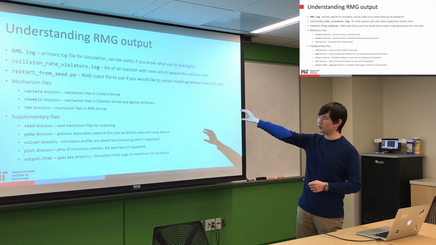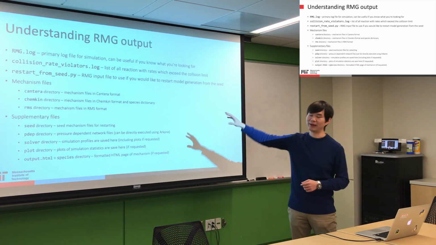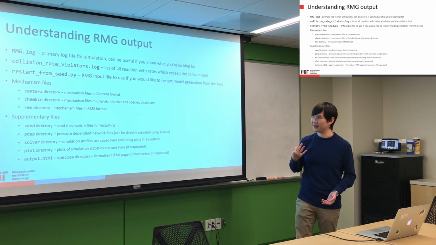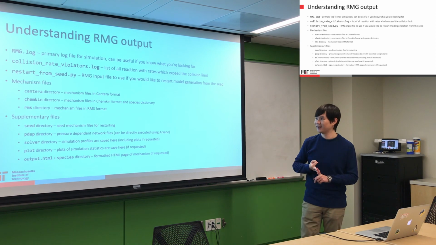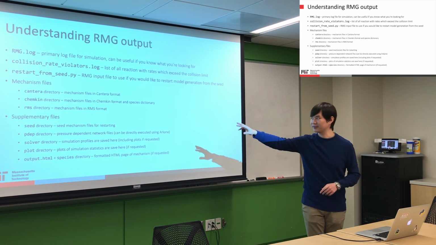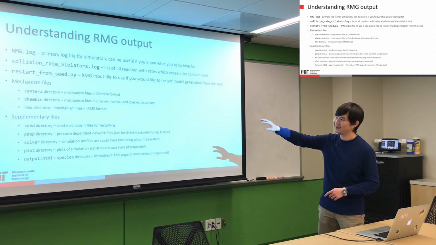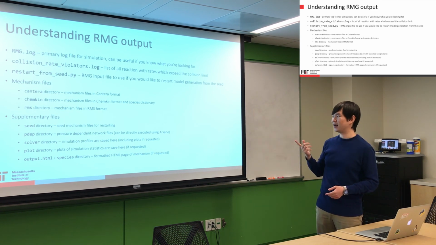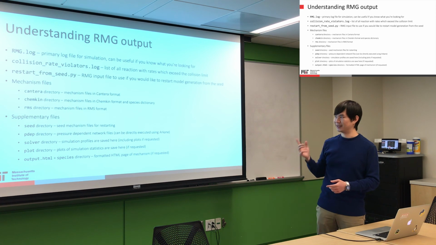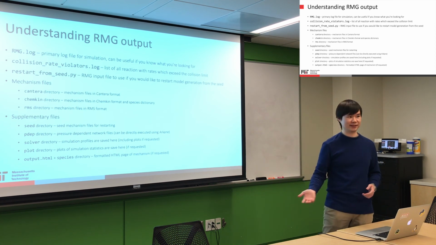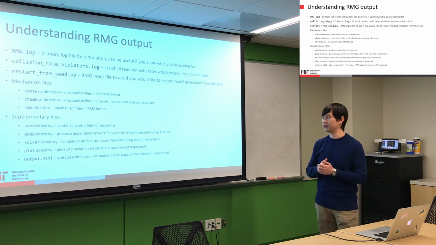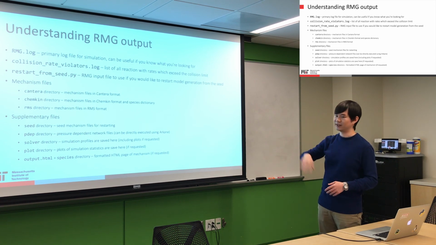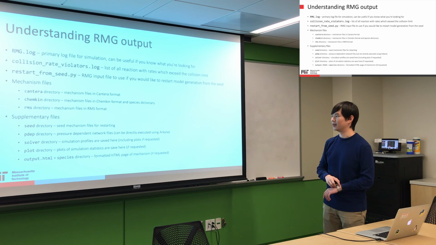Okay, so then the files that you will most likely need are the mechanism files, which include all your species and reactions. Right now we output files in 3 formats. There's a Cantera directory with mechanism files in Cantera format. The main mechanism folder is the Chemkin folder, which has all the mechanisms in Chemkin format, along with the species dictionary with adjacency lists for all the species. And then there's also an RMS directory with the files in RMS format if you want to simulate it in RMS.